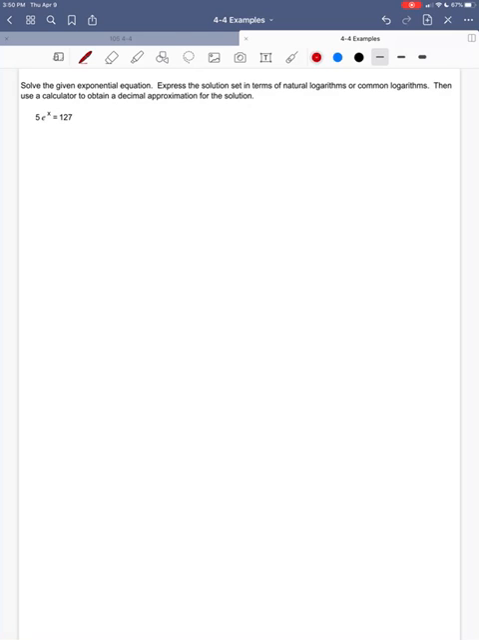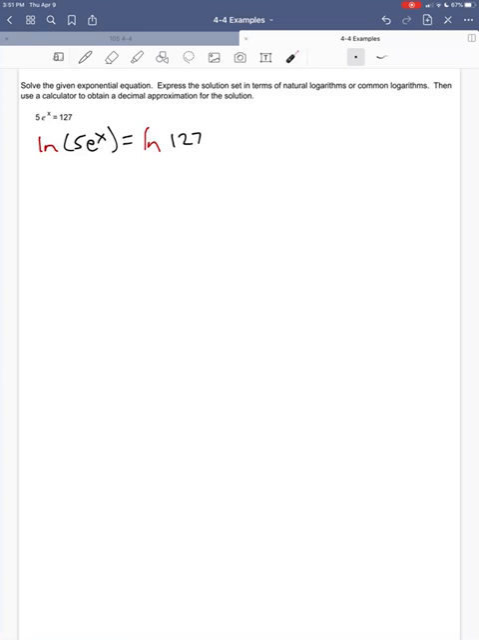Now, sometimes people make a mistake here. They start too early. So if I take the natural log right now, this is what happens. I get the natural log of 5 times e to the x equals the natural log of 127. Now, in and of itself, I haven't really made a mistake yet, but where the mistake comes is then looking at this and saying, okay, I have the natural log of something to a power, so I can just bring the power down in front.